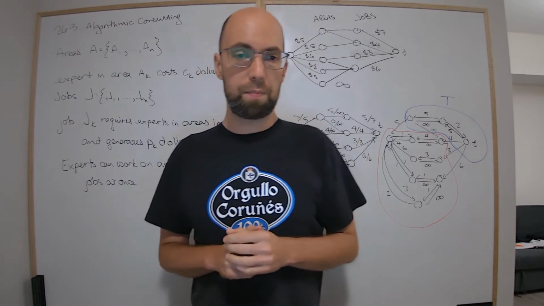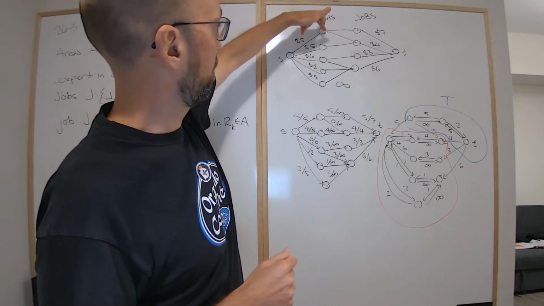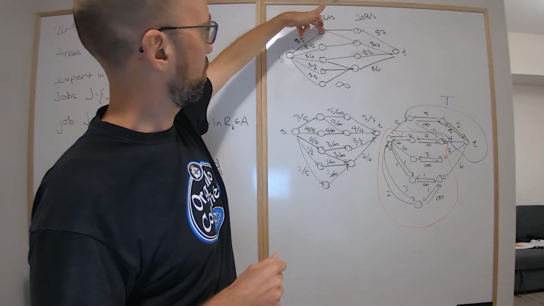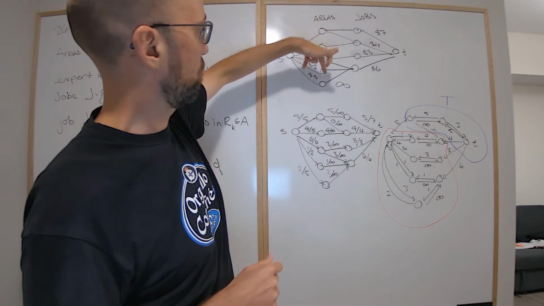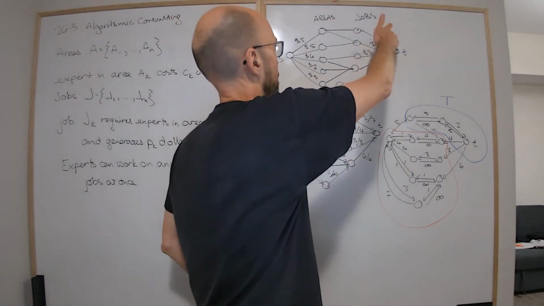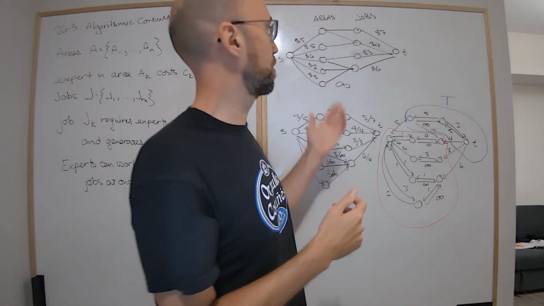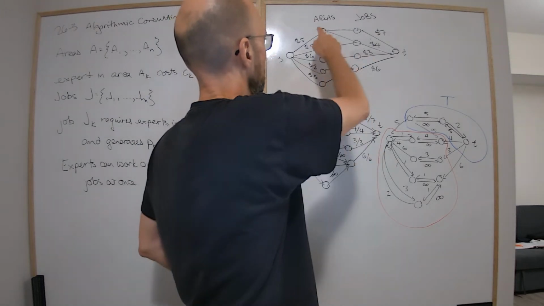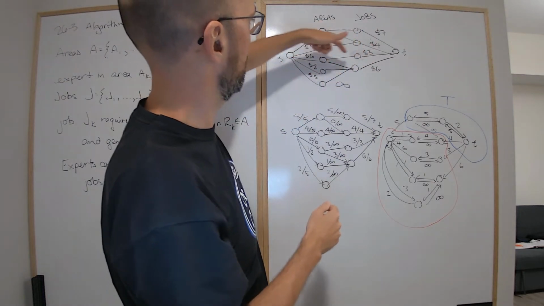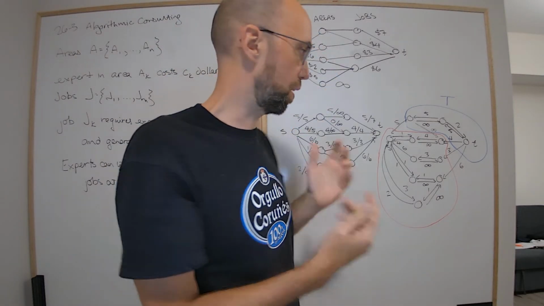Okay, so for example, if these are the areas, the experts, 1, 2, 3, 4, 5, this expert costs $5, this expert costs $5, $6, $2, $5, and all of these edges are labeled infinity. And then the first job brings in $7, the second job $4, the third job $3, the fourth job $6. So the first job just requires the first expert. The second job requires the first and second. The third one just the third expert, and the fourth one the third, fourth, and fifth experts.